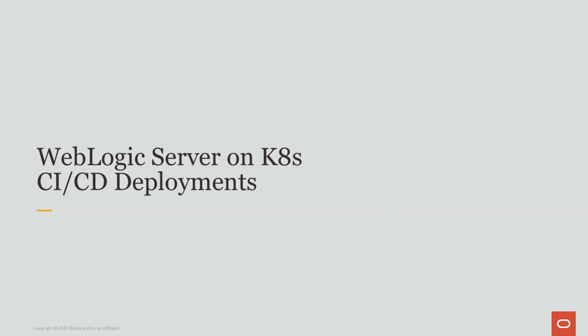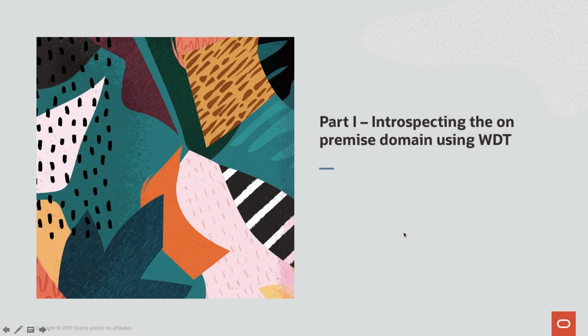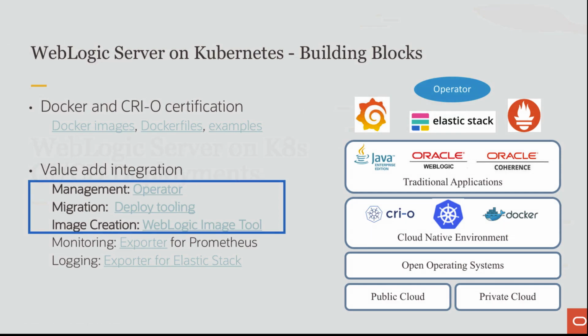This will be a three-part demo. The first part of the demonstration will be introspecting an on-premise domain. The second part will be showing taking that domain and deploying it in Kubernetes. And then the third part will show making updates to the application and the domain configuration on that domain that is running on Kubernetes. Part one, introspecting the on-premise domain using the WebLogic Deploy tool.